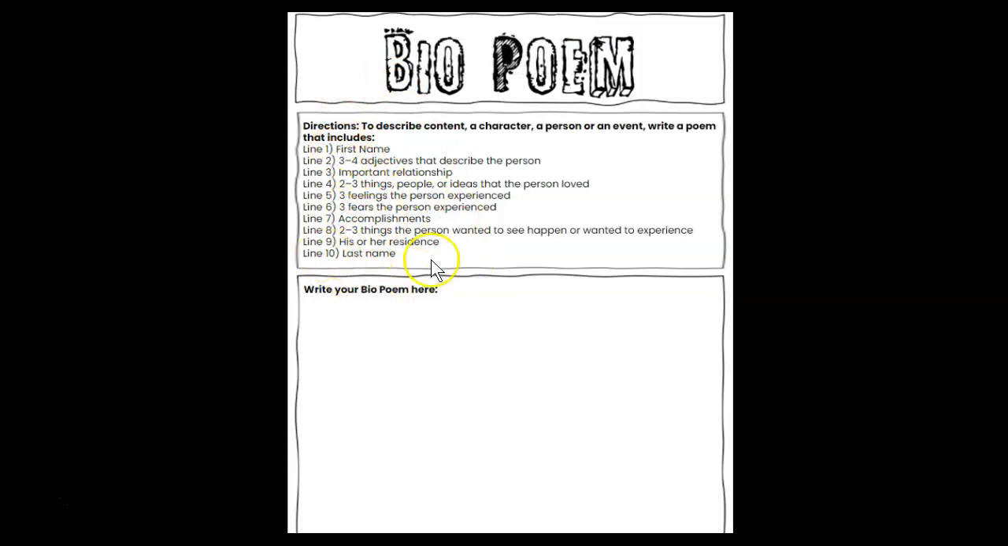So your poem will be 10 lines. The first one will be the Globe Theater. You use the name, so the first name is Globe, last name is Theater. So Globe, and then you're going to have 3 or 4 adjectives that describe it, who it's important to, things like that. So all you really have to do for this is just follow the directions as if the Globe Theater was a person.